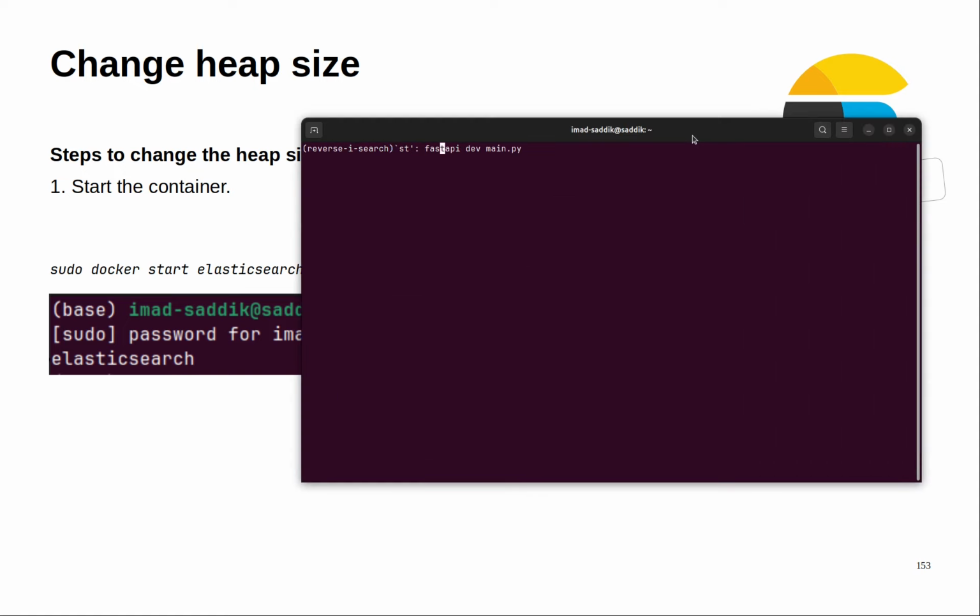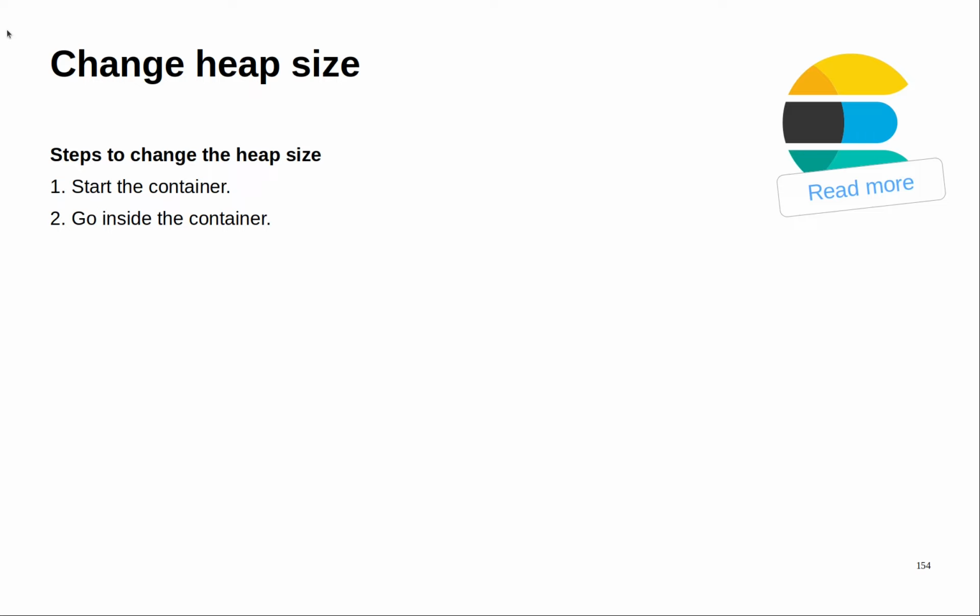Let me do this in front of you. You can see here is the command sudo docker start elasticsearch. Now I need to type in my password, and when I see this message, it means that the container is running. The second step consists of accessing the container.